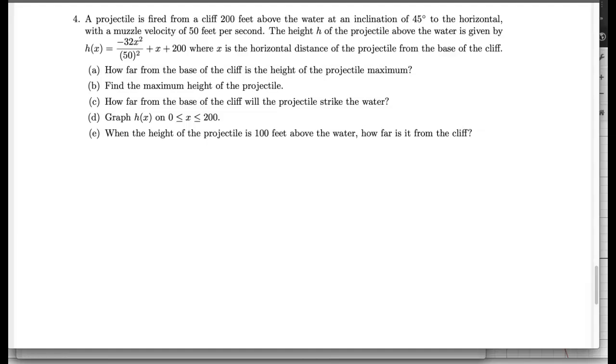We'll graph h of x on the domain 0 to 200 inclusive in Desmos, and we'll look at the height of the projectile. We want to see when the height of the projectile is 100 feet above the water, and how far that is from the cliff.